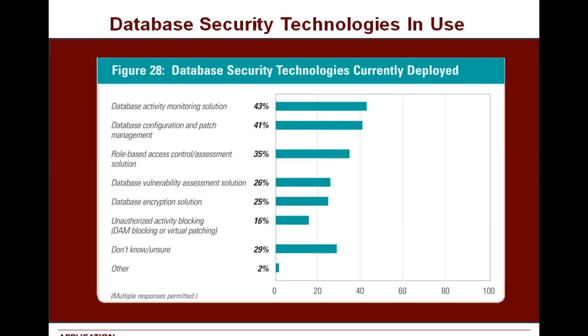Okay, we looked at security solutions as well. We find that database activity monitoring solutions are the security technology most likely to be deployed at organizations. You see here 43%. Another 41% employ database configuration and patch management. However, only a minority at this point, 26%, report they have database vulnerability assessment solutions, or encryption solutions, 25%. Encryption is very important when you have production data going out of your production site.